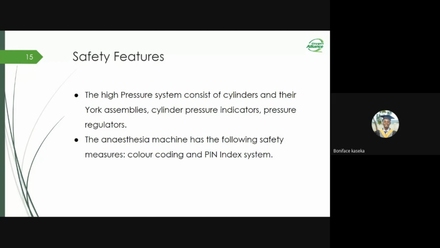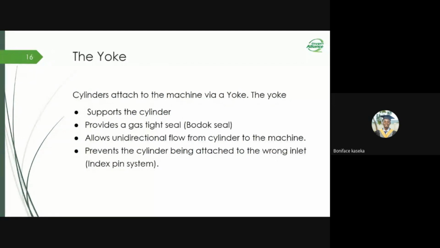So the yoke is present at the back of the machine. Its main function is to support the cylinder. It also provides a gas tight seal, which is called a Bodok seal. This is to prevent the backflow of gases, as I've already mentioned. And it also prevents the cylinder being attached to the wrong inlet. So this is what we call an index pin system. This is what I'll explain a little bit further, the index system, in the next slide.